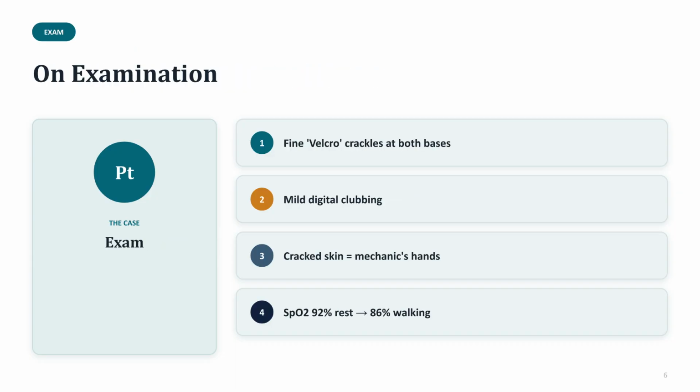On examination, she looks well at rest, but tires quickly. Listen at the bases and you hear fine, dry crackles. They sound like Velcro pulling apart. That is the signature of fibrosis. Her fingers show mild clubbing, and the roughened fingertip skin has a name. Mechanics hands, a marker of one specific connective tissue syndrome. Her oxygen saturation is 92% at rest, but it falls to 86% when she walks. Exertional desaturation is a red flag.